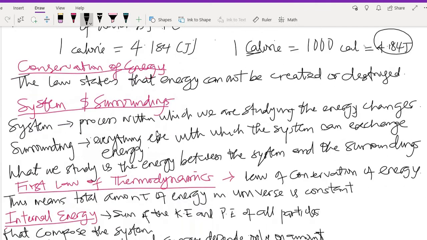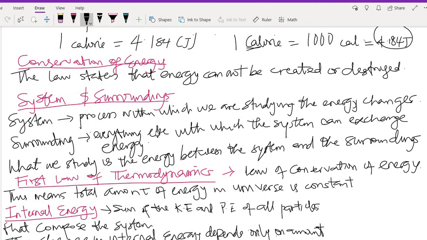Conservation of energy. The law says that energy cannot be created or destroyed. When we look at conservation of energy, we're going to be talking about systems and surroundings. A system is a process within which we are studying energy changes. Surroundings are everything else with which the system can exchange energy. Basically, what we are studying is the energy exchange between the system and the surroundings.